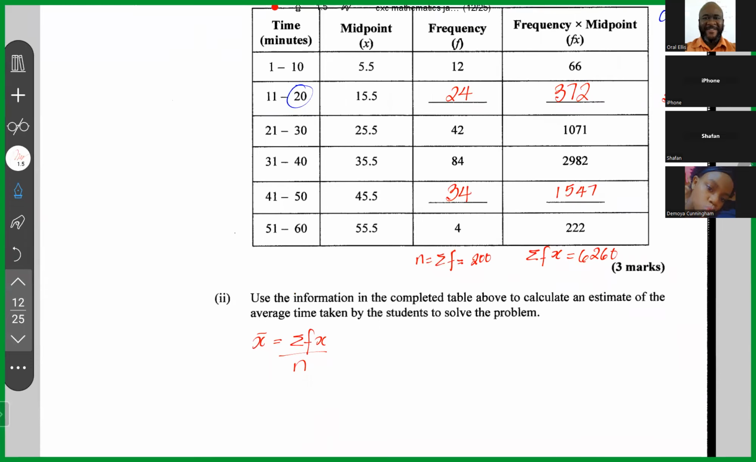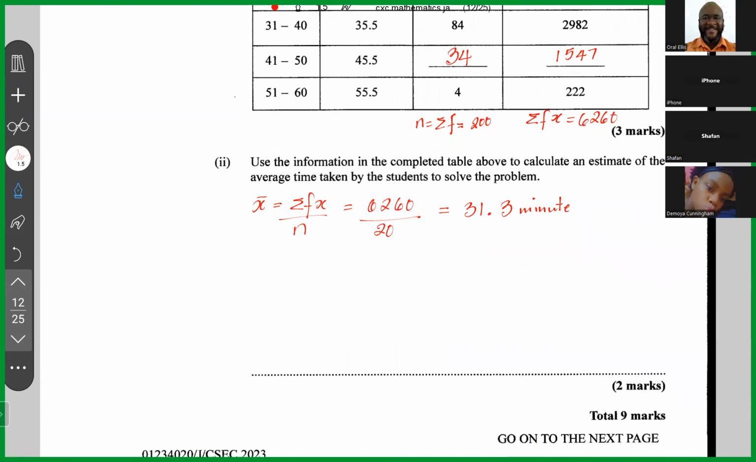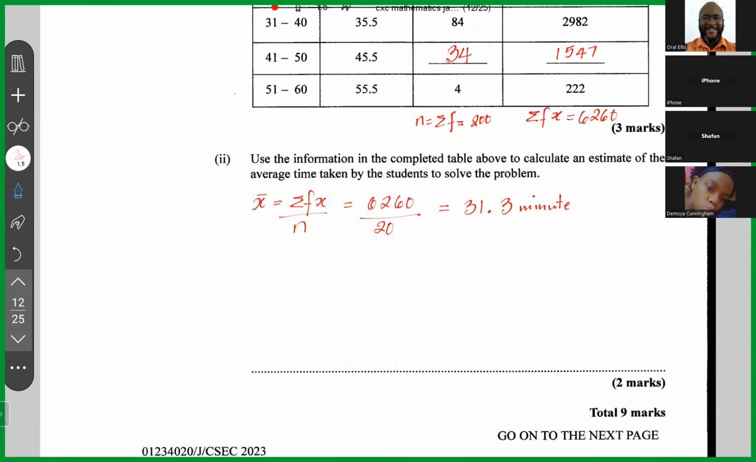So the mean x bar is the sum of fx, 6,260, divided by the number of values n, which is 200. The mean I'm getting is 31.3 minutes. The average time taken to solve the problem is 31.3 minutes. All right, and that is the end of the question.